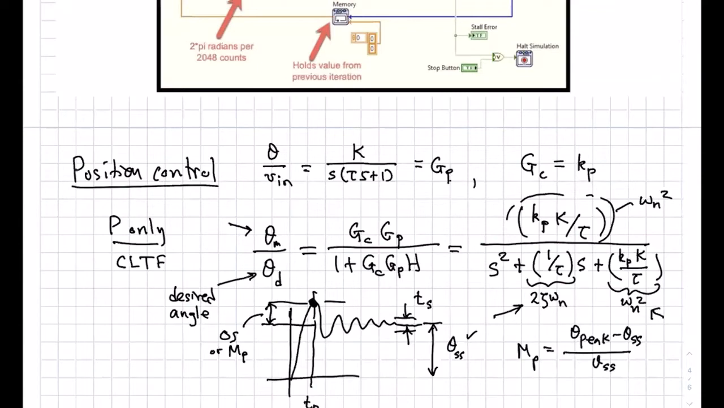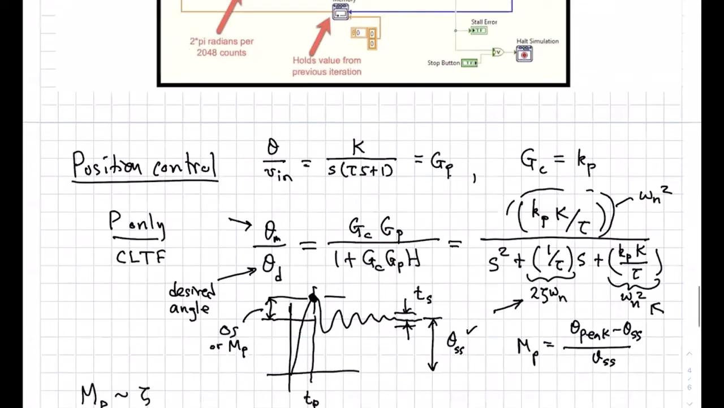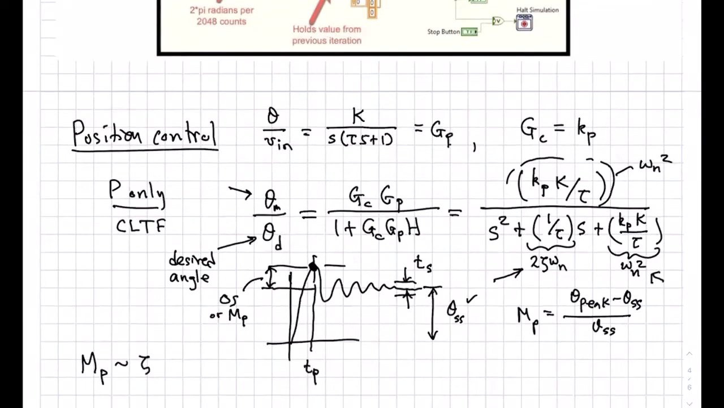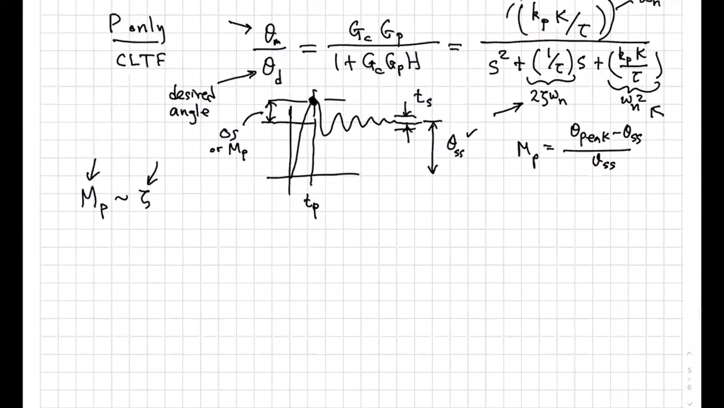What's really neat is that for a second order system, MP is directly determined by zeta, right? So you're not going to be able to affect overshoot because you can't affect zeta. That's the key thing I wanted you to see in this, just using P control, okay? And that's why you want to add some D.